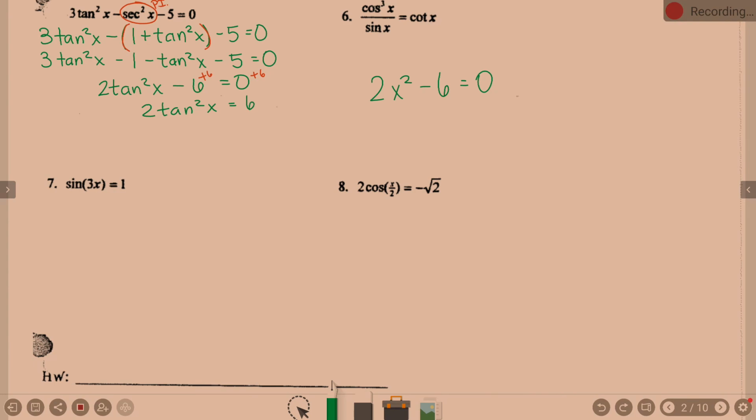You need the visual over here, right? And again, I'm going to erase that. I'm not going to leave it there because I'm into another problem, but that's 2x squared equals 6, right? Now what's your algebra brain tell you to do? We're going to divide by 2. So if we divide by 2, I'm now going to have tangent squared x equals 3.